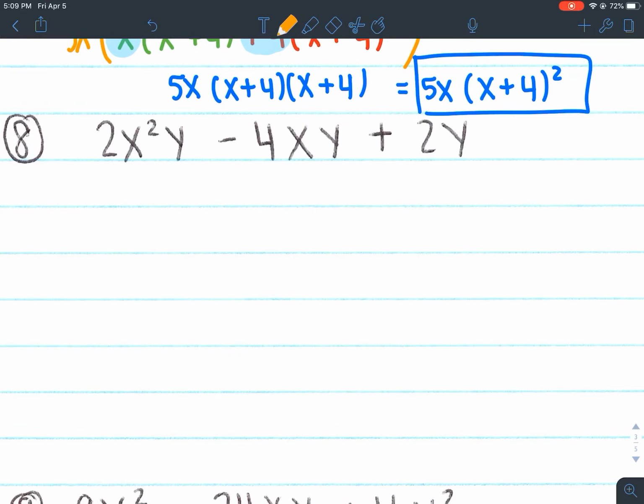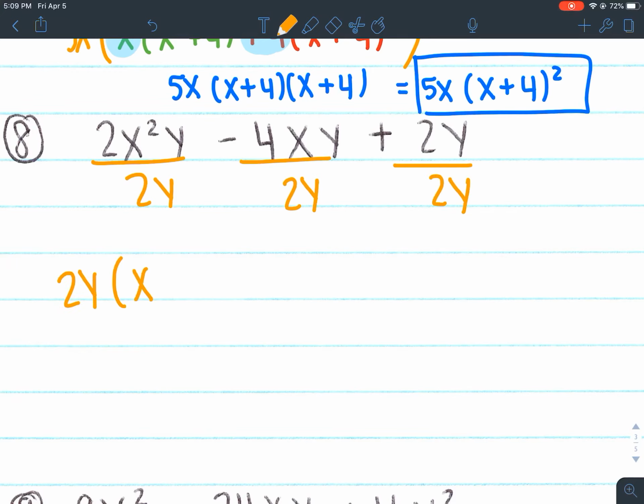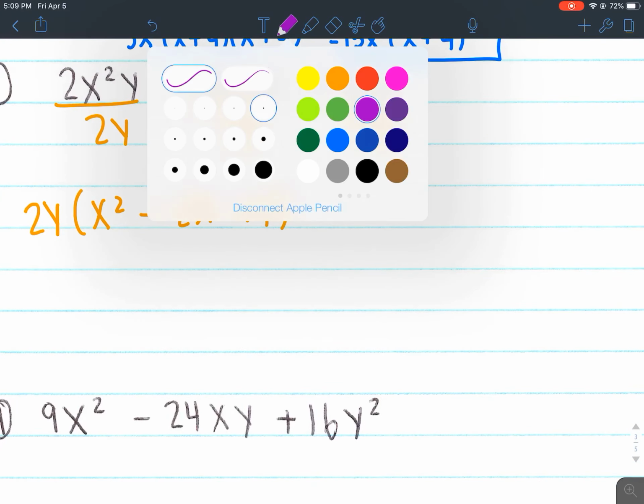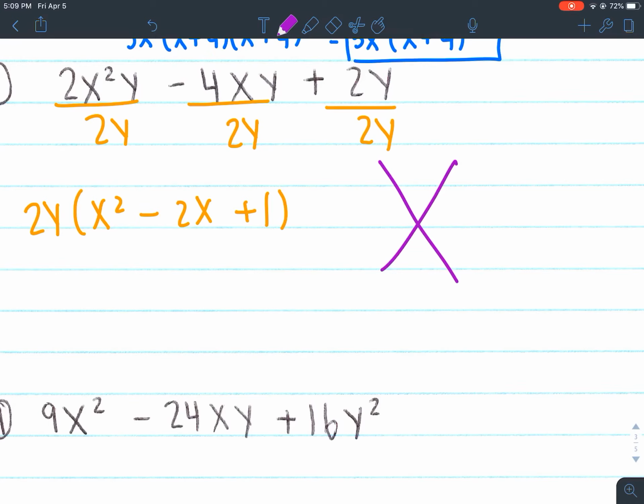Number 8, again, check for GCF first. It is 2y. So you have x squared minus 2x plus 1, okay? 2y divided by 2y is not 0, it is 1. I almost said the wrong thing, okay.